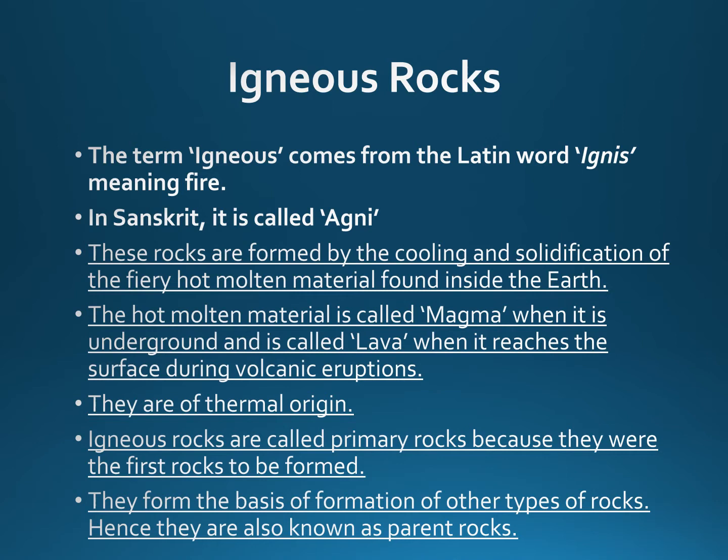They are of thermal origin. Igneous rocks are called primary rocks because they were the first rocks to be formed. They form the basis of formation of other types of rocks. Hence, they are also known as parent rocks.